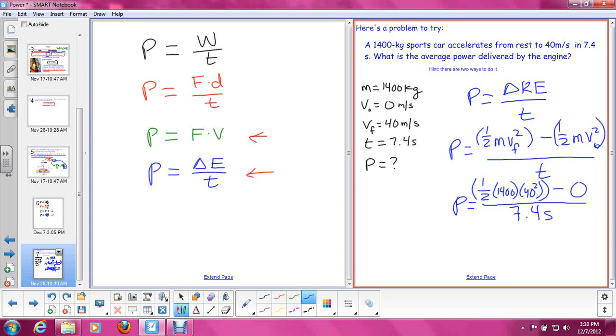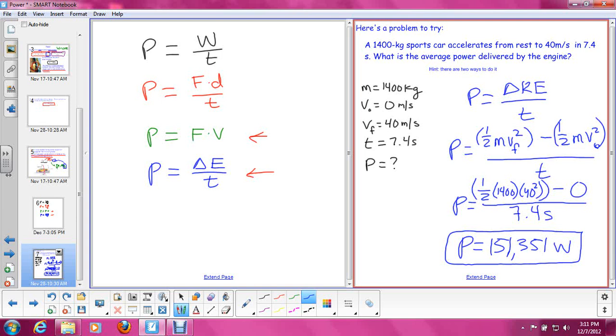And when you plug this into your calculator, 1/2 times 1400 times 40 squared, all divided by 7.4, we find that the power from this engine is 151,351. And remember from one of the first slides that we measure power in watts. So this is the amount of power in this engine. And this is one way to do it using our blue equation here, change in kinetic energy over time. However, there is another way to do it.